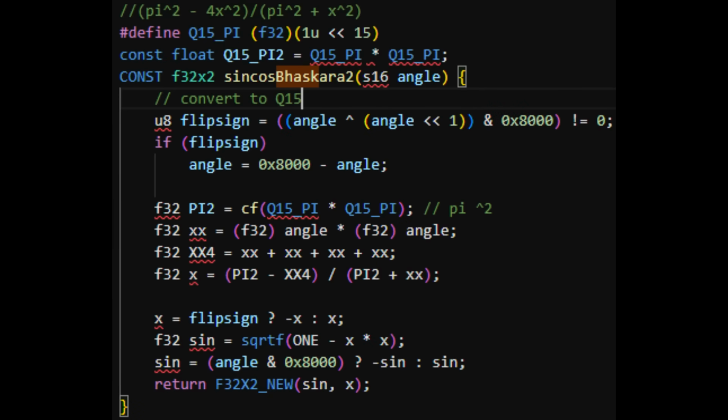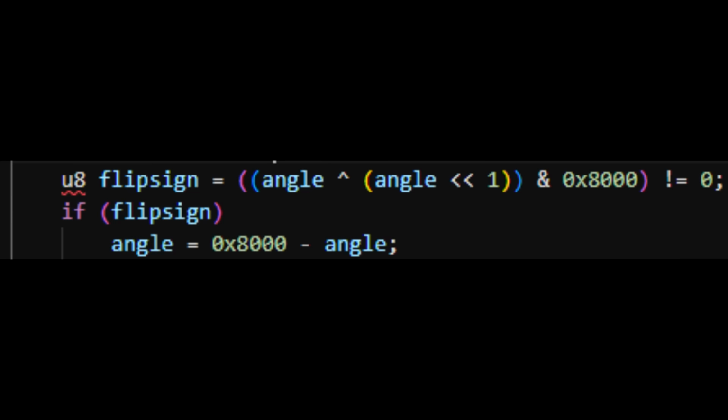If you're curious, here's what the full Bhaskara approximation function looks like implemented in C. At the start, we perform some bit manipulation to determine whether we need to mirror our input value. Explaining this is going to go a bit beyond the scope of the video, but have fun discussing in the comments as to why I have to do this.